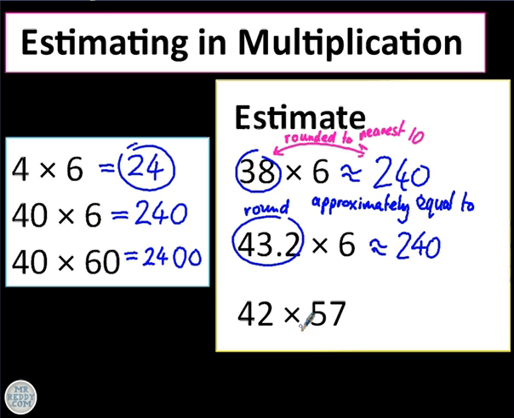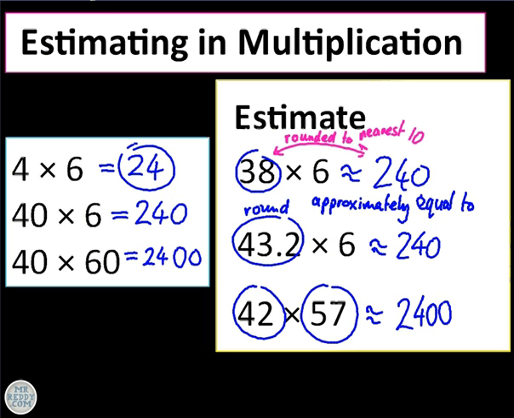What happens if both of these don't look like numbers you can work with in your head? We'll round them both. 42 would round to 40 to the nearest 10, and I can work with 40 in my head. And 57 rounds to 60, and again I can use 60 in my head to multiply. 40 times 60, not one I know immediately, but I do know 4 times 6. And then I times it by 10 and times it by 10 again, and get 2,400. Okay, so that was estimating.